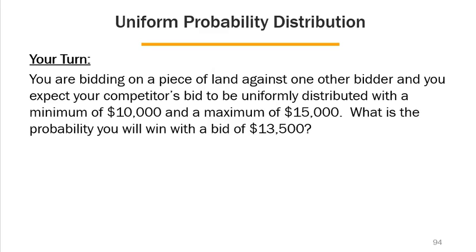So I want you to take a moment and give this a little try. You can pause the video after you read this question and then give it a try. So you're bidding on a piece of land against one other bidder, and you expect your competitor's bid to be uniformly distributed with a minimum of $10,000 and a maximum of $15,000. What is the probability you will win with a bid of $13,500? So go ahead and pause the video and try that out, and then come back to see the answer.